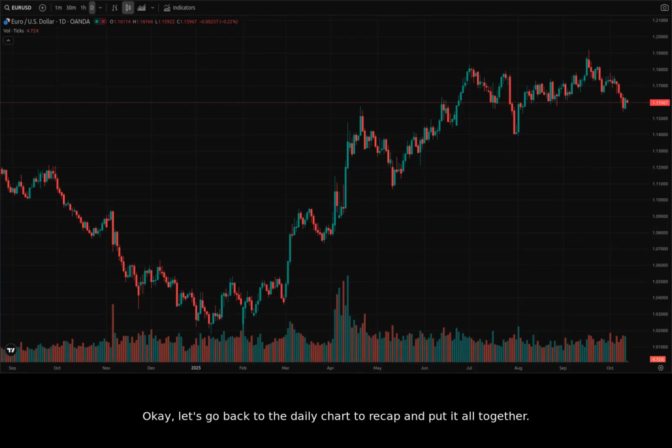Okay, let's go back to the daily chart to recap and put it all together. The long-term uptrend is being seriously challenged by a sharp, short-term downtrend. A major support level at 1.1680 has been broken and is now the key resistance to watch. Our primary support level is the recent low at 1.1542, followed by the significant 1.1400 handle.